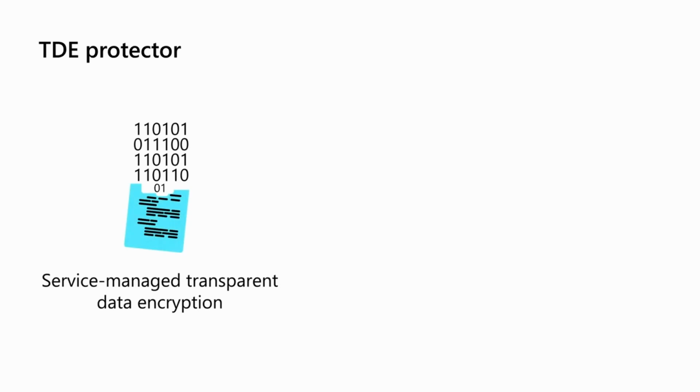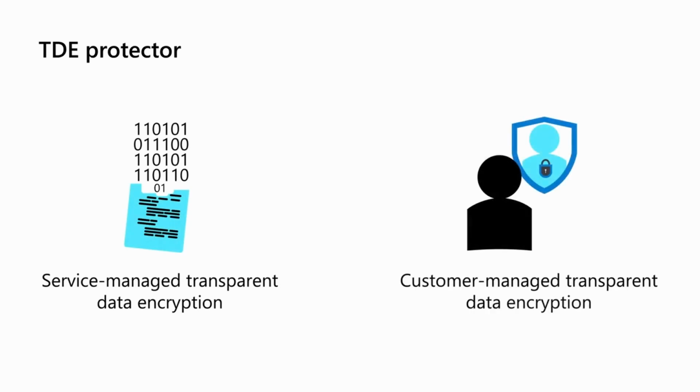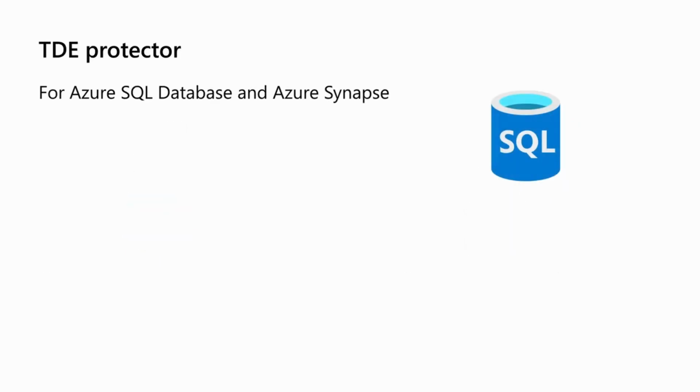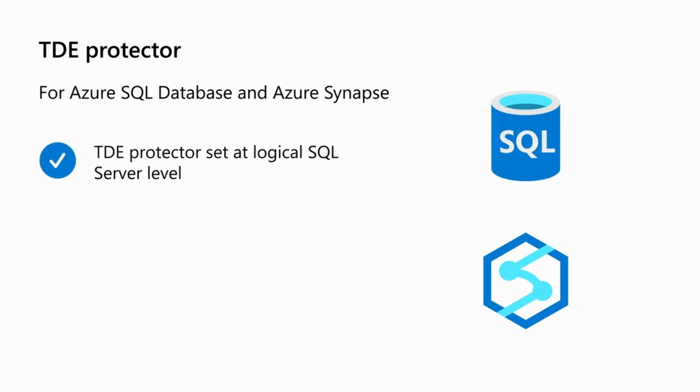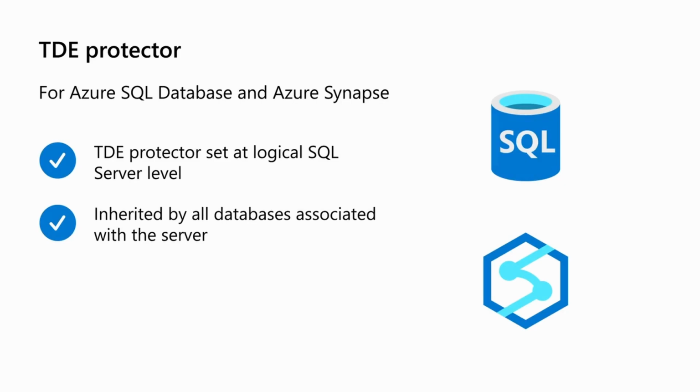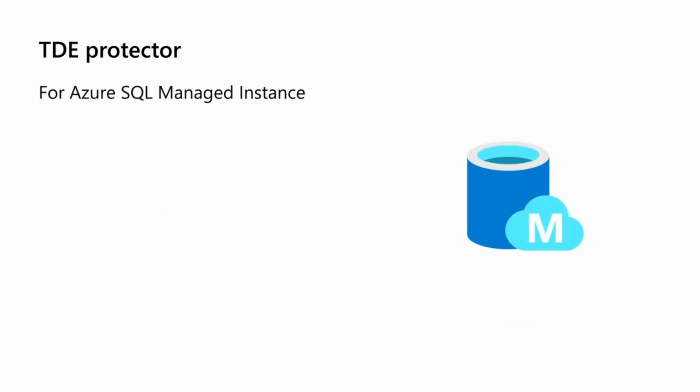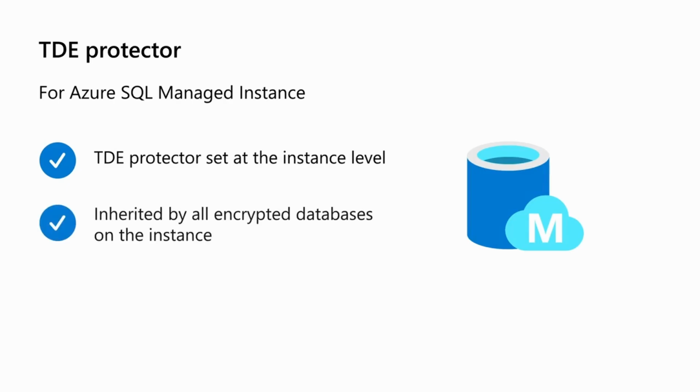The TDE protector protects the DEK. The TDE protector is either service-managed transparent data encryption or customer-managed transparent data encryption. Let's explore TDE protector in detail. For Azure SQL Database and Azure Synapse, the TDE protector is set at the logical SQL Server level and is inherited by all databases associated with that server. For Azure SQL Managed Instance, the TDE protector is set at the instance level and is inherited by all encrypted databases on that instance. Kindly note that to simplify your understanding, the term server will be used for both server and instance throughout this video.